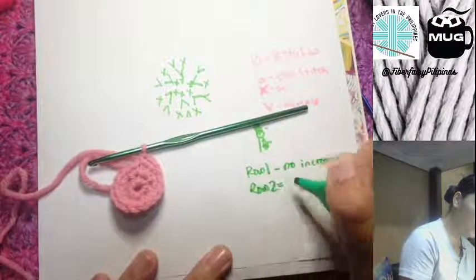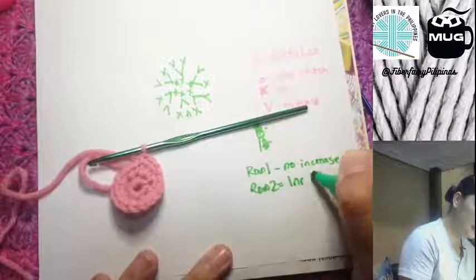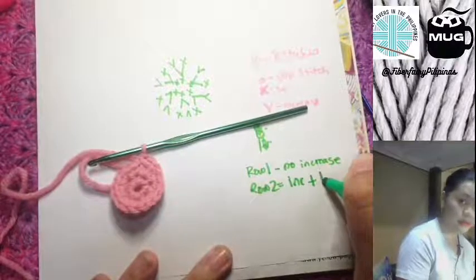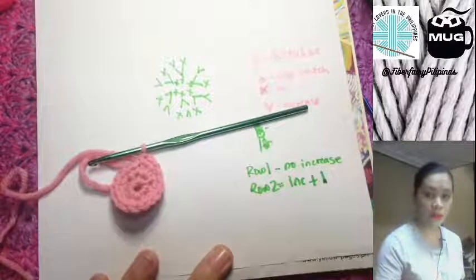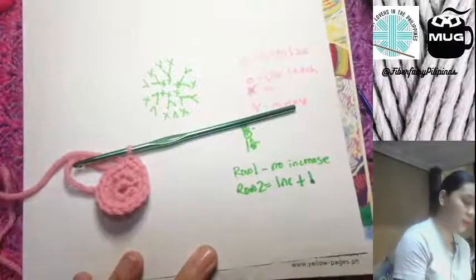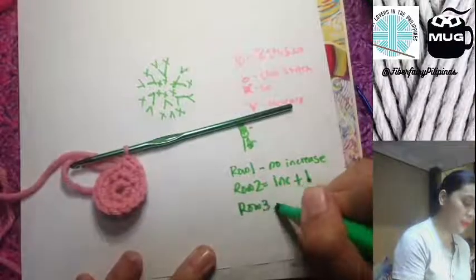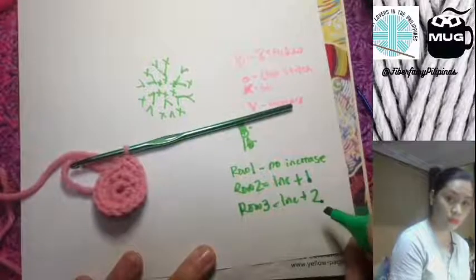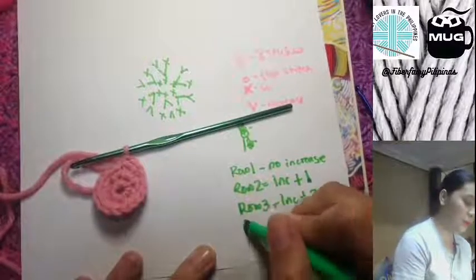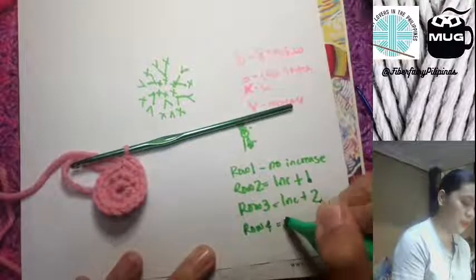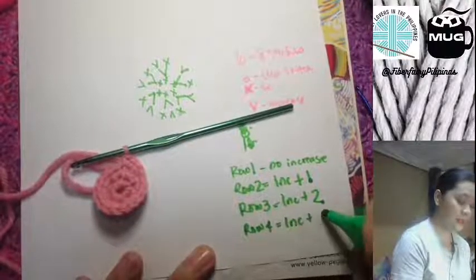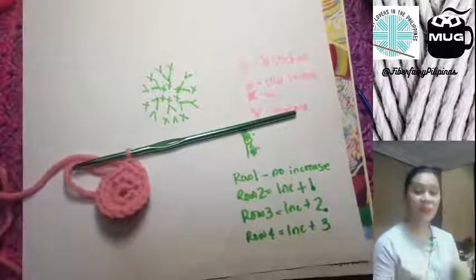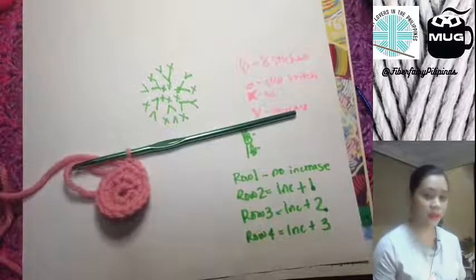Row 2, increase plus 1. Tapos, row 3, increase plus 2. Row 4, increase plus 3. So, ganun yung mangyayari. Ganun lang yung pattern, guys.